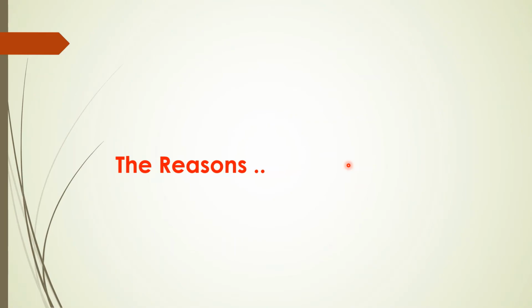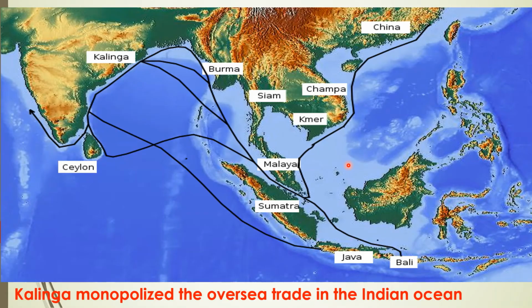Now let us know about the reasons. As Kalinga was near the coastline, hence Kalinga monopolized the overseas trade in the Indian Ocean and gained vast wealth. So the economic prosperity of Kalinga became an eyesore for the Mauryan Empire. Myanmar or Burma was one of the major places which traded with Kalinga.